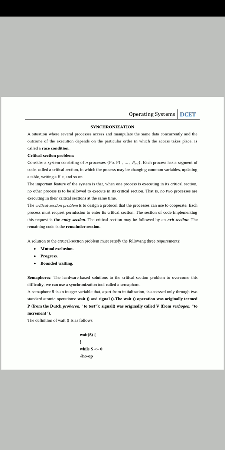Dear Diploma CET aspirants, today we'll start with one more important topic, process synchronization and deadlock concept. In a previous video, we have seen the concept related to process and process scheduling, as well as inter-process communication. If any process wants to execute, it has to share its data to other process. Then those processes are called cooperative processes.